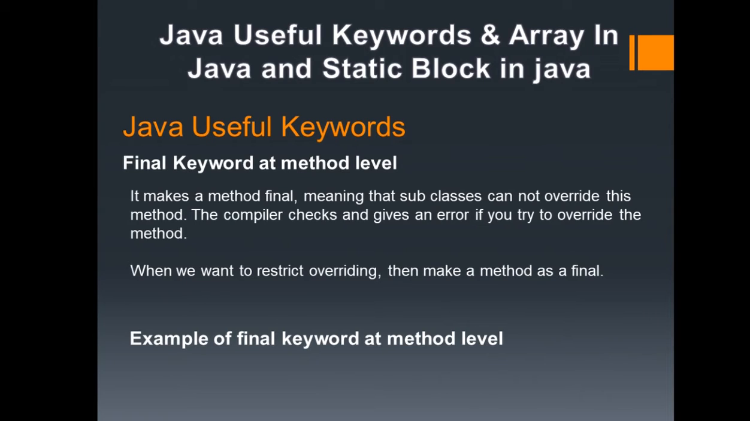Next one is the final keyword at method level. It makes a method final, meaning that a subclass cannot override this method. The compiler checks and gives an error if you try to override the method. When we want to restrict overriding, we make a method final. An example of the final keyword at method level is shown in the next slide.